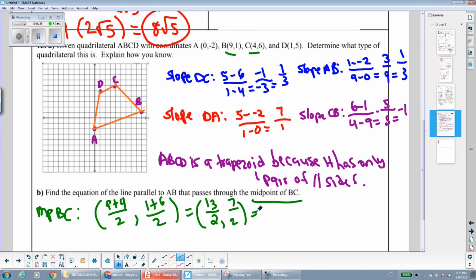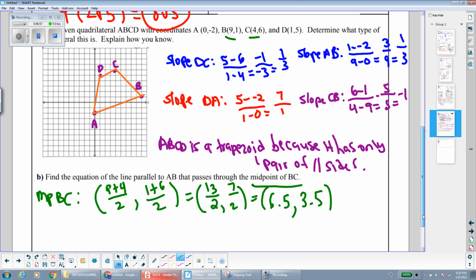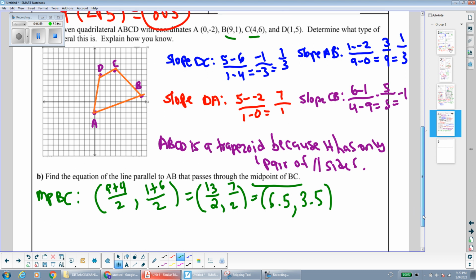It might be a little bit easier in this case, because we're doing the equation of a line, to get the decimals. 13 over 2 is 6.5, and 7 over 2 is 3.5. But fractions are fine as well. You don't need to make it into a decimal. Sometimes I like fractions better, sometimes I like decimals better. It really just depends on the question.